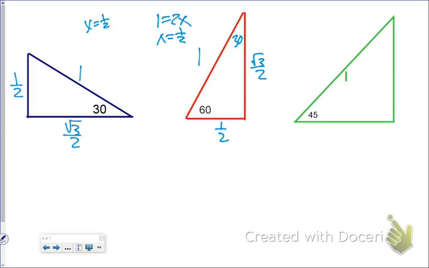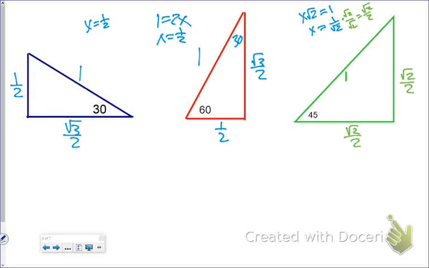Then 45, 45, 90 has a ratio of x, x, x root 2. So in this case, I get that x root 2 is equal to 1. So that means that x is equal to 1 over root 2. If you want to rationalize it, I can multiply by root 2, top and bottom, and that gives me root 2 over 2. So my hypotenuse here is just 1, but now my sides are root 2 over 2.